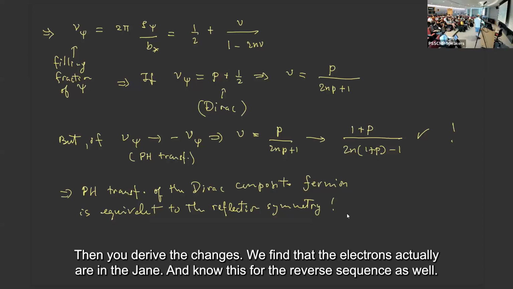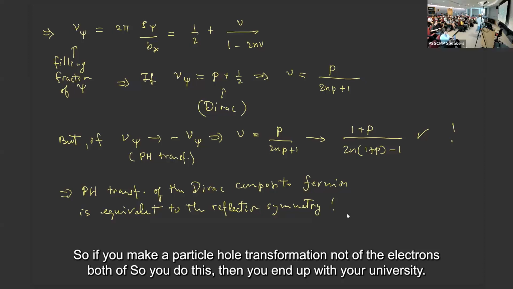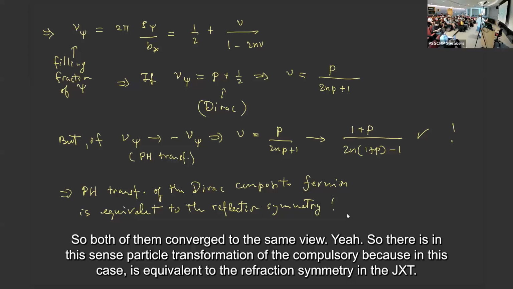So if you make a particle-hole transformation, not of the electrons, but of the Dirac fermion, then you end up with a reverse sequence. So both of them converge to the same limit. Okay. So in this sense, particle-hole transformation of the composite Dirac fermion, in this case, is equivalent to the reflection symmetry of the Jain sequence.